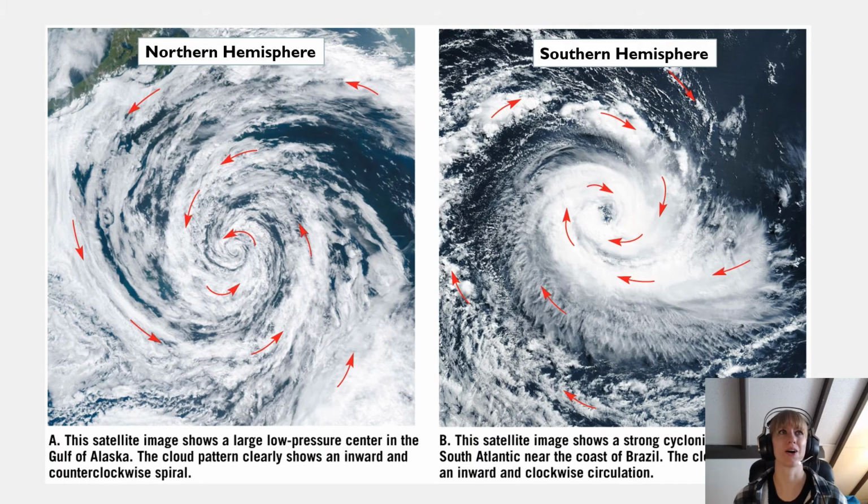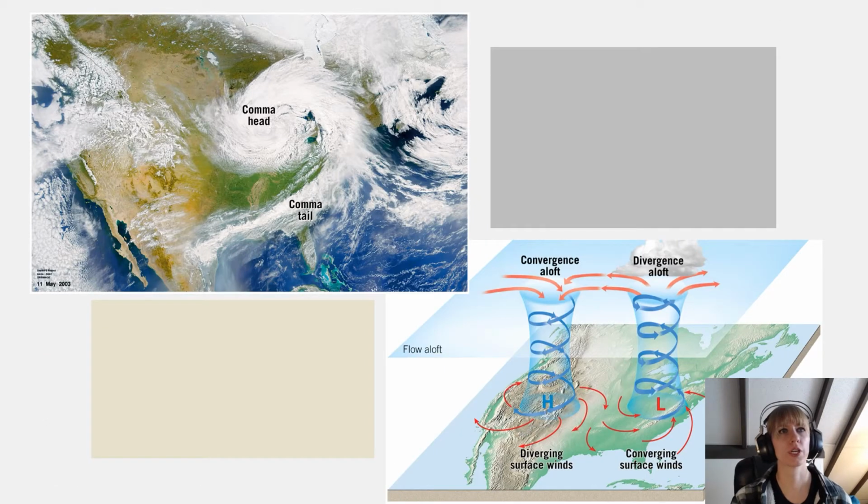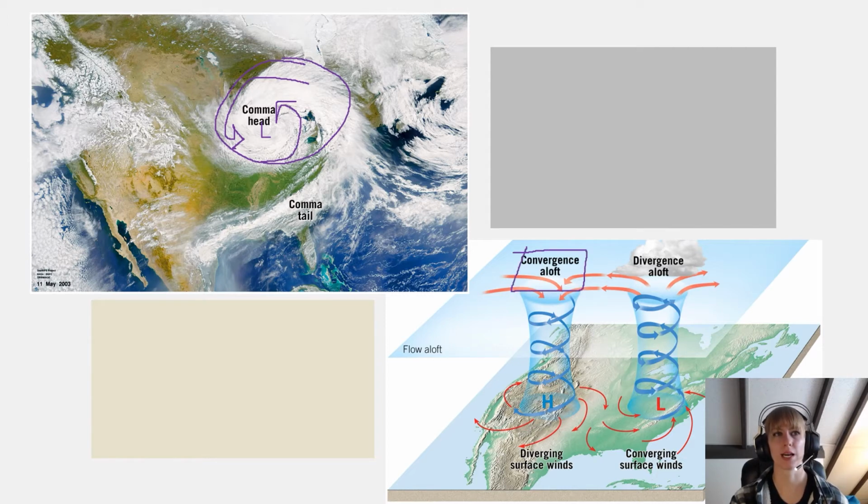So cyclones, this is the northern hemisphere and the southern hemisphere. And we can see how we have counterclockwise versus clockwise. Cool, right? So here's where we're seeing a low pressure system where we have air moving in. And this is the comma head right here that we were mentioning before. So remember, convergence is a high pressure, divergence is low pressure. One is going to push air up, the other one is going to suck air down.